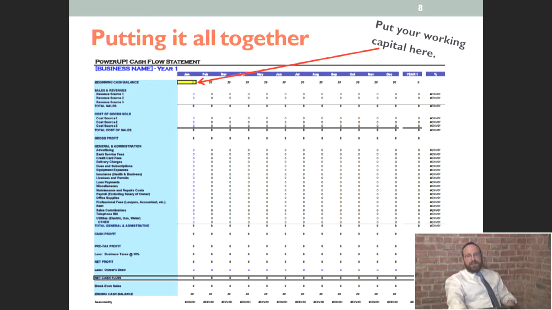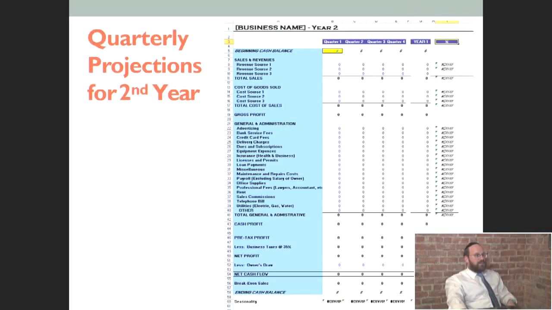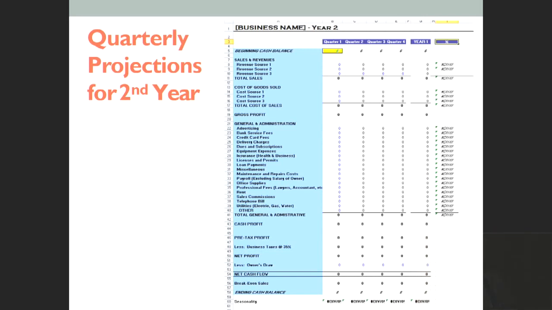If not, you'll have to invest more money, get investors, or borrow money from the bank just to make sure that you can cover yourself until you get into a positive cash flow. The second part of this projection that will be required is the 2-year projection, which will be broken out on a quarterly basis. And again, the model should be able to do that for you, providing that you supply it with certain assumptions.